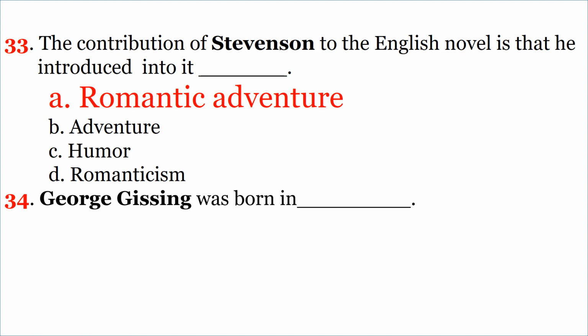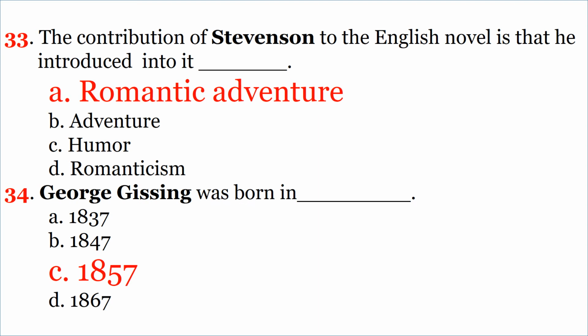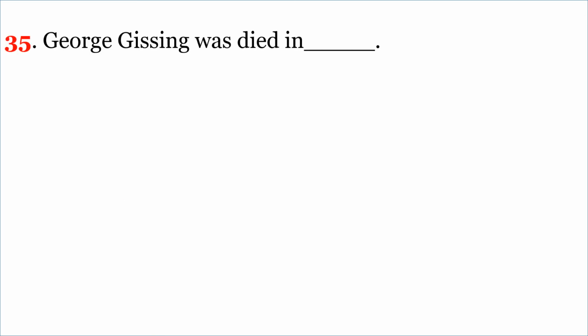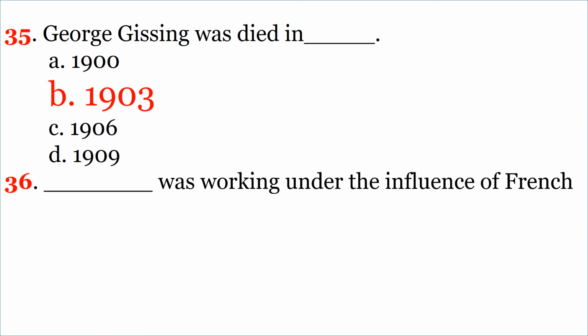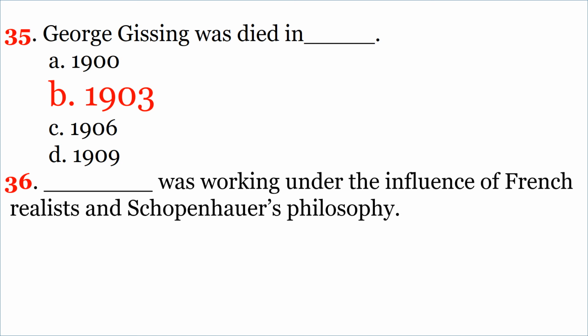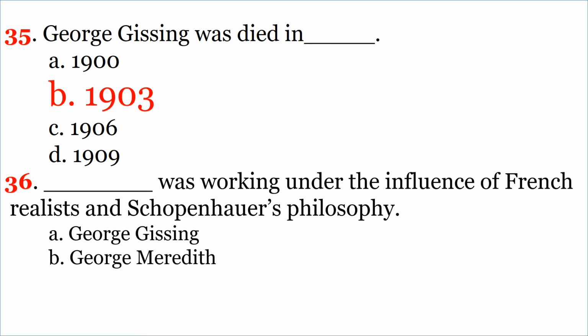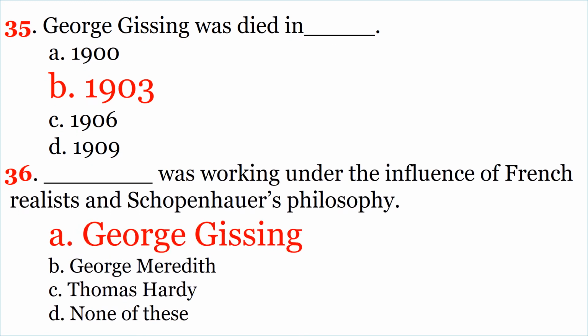George Gissing was born in. The correct option is C. 1857. George Gissing died in? The correct option is 1903. Dash was working under the influence of French realists and Schopenhauer's philosophy. The correct option is A. George Gissing.